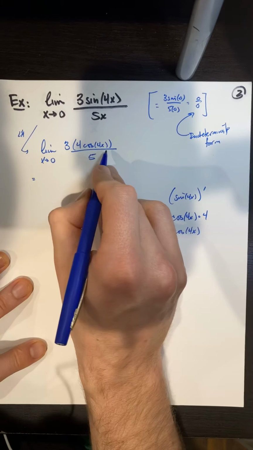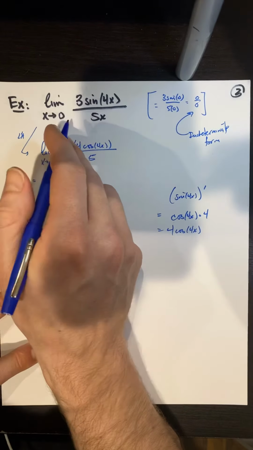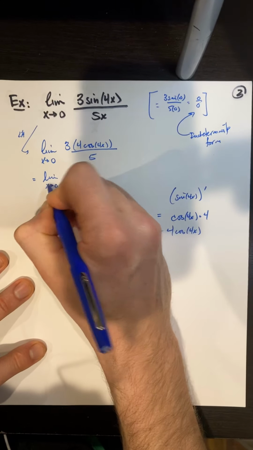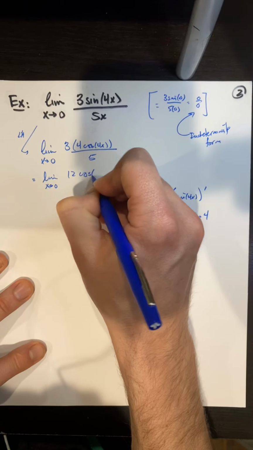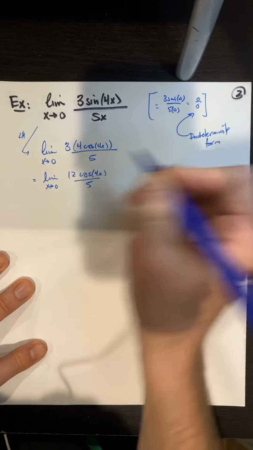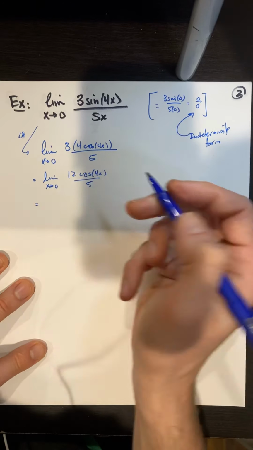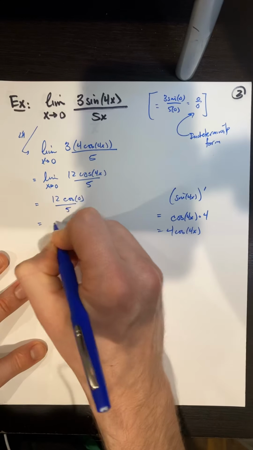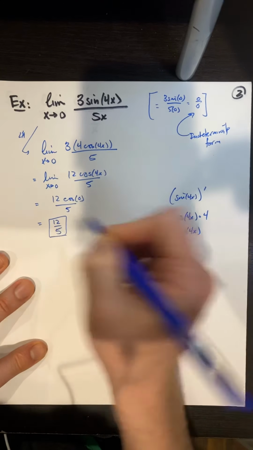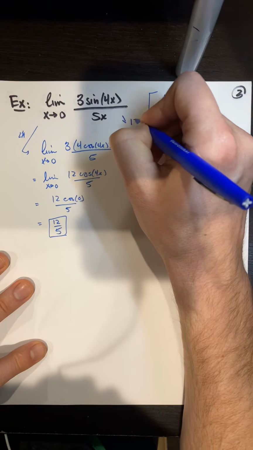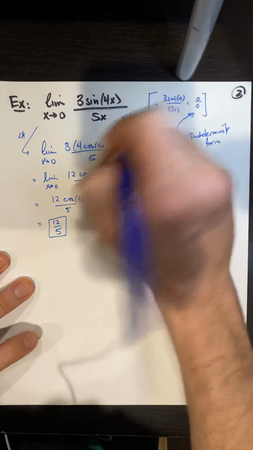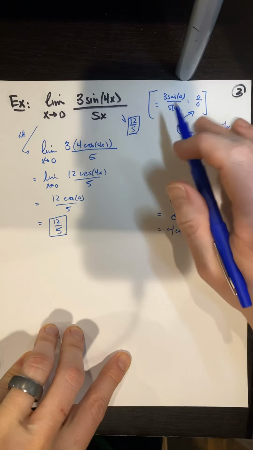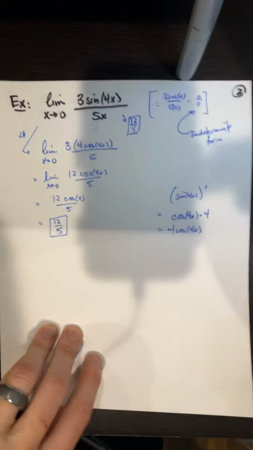Now, if this limit exists, then it is equivalent to the limit here. So we again assume the function is continuous there. I have 12 times cosine of 4x over 5. If I plug in 0, we see that this function is continuous at 0. So I get 12 times cosine of 0 over 5. Cosine of 0 is 1. So my answer is 12/5. So this limit is 12/5. Okay, so this is the most basic type of L'Hopital's rule in the sense that this is the most basic indeterminate form.